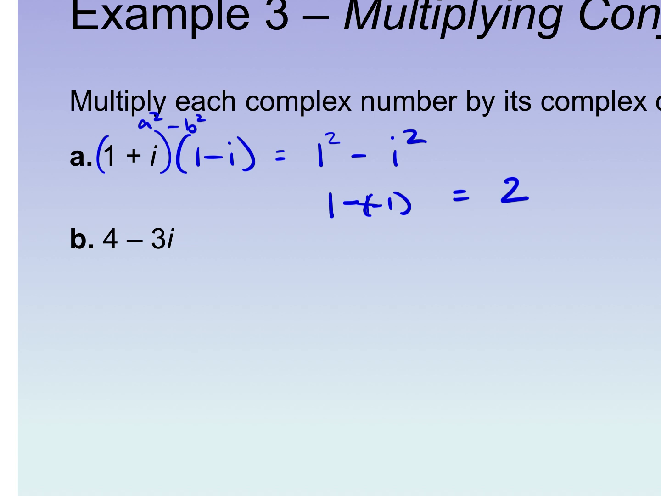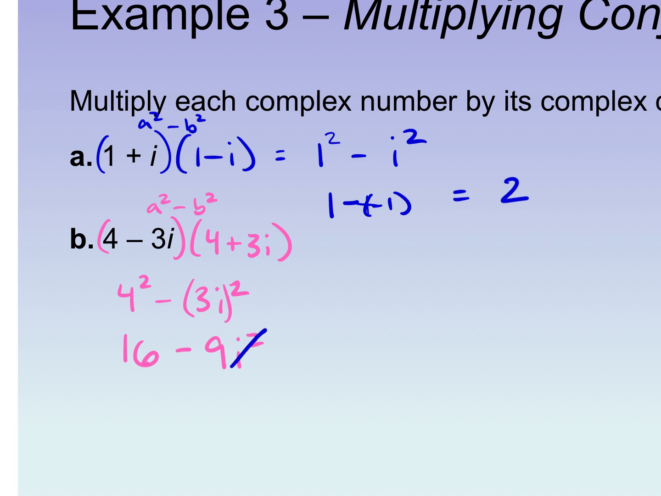And then let's do B. What's the conjugate of 4 minus 3i? 4 plus 3i. So I'm going to do my conjugate shortcut of a squared minus b squared. So we get 4 squared minus 3i squared. So 4 squared would be 16 minus 9i squared. And what does i squared change to? Negative 1, so it makes it a plus 9. So 16 plus 9, 25.